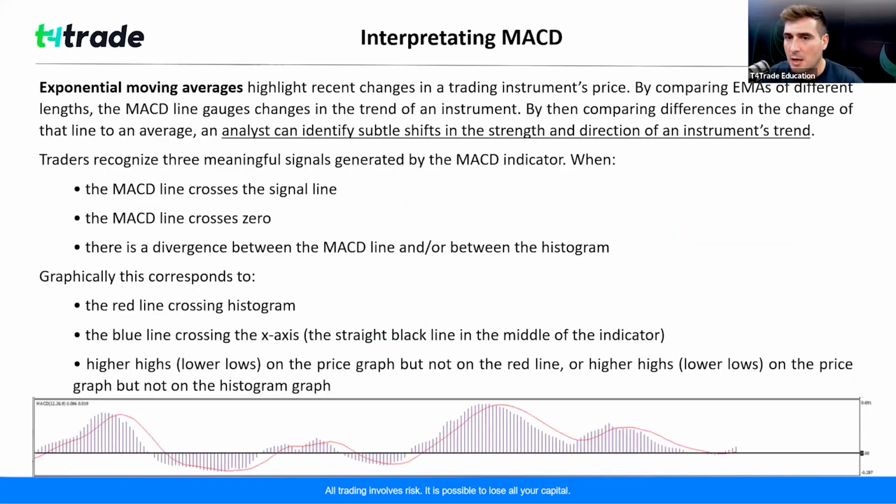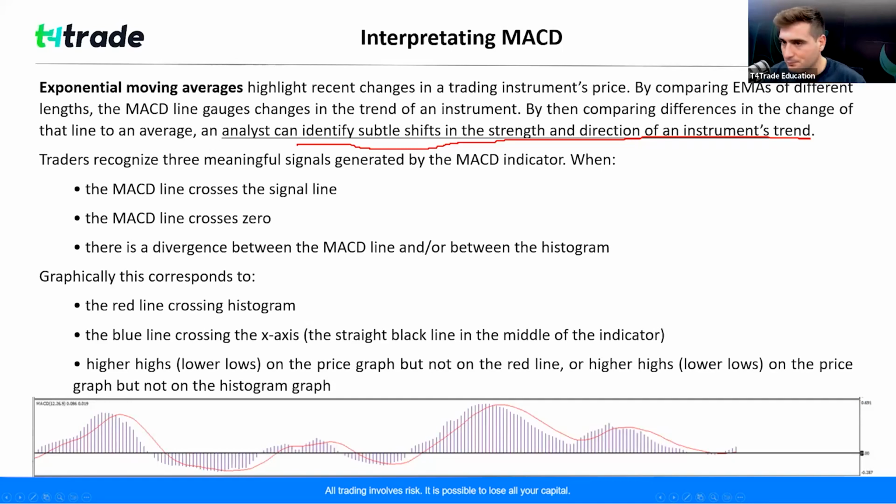Let's see. What about exponential moving averages? Who asked the question about the EMAs before? Oliver did. Yep. The EMAs highlight recent changes in a trading instrument's price. By comparing EMAs of different lengths, the MACD line gauges changes in the trend of the instrument, by comparing the change of that line to an average, which is what we care about in order to identify subtle shifts in the strength and direction of an instrument's trend. This is what we care about with the MACD line.